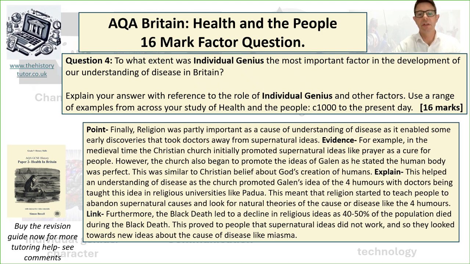You could reference things like bleeding as a treatment. Furthermore, the Black Death in medieval time led to a decline in religious ideas, as 40 to 50% of the population died, including obviously many priests, and this showed people that supernatural ideas didn't work, and they turned to new ideas like miasma or the four humours.